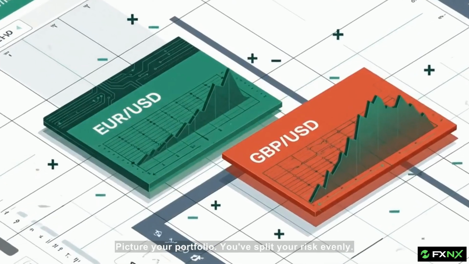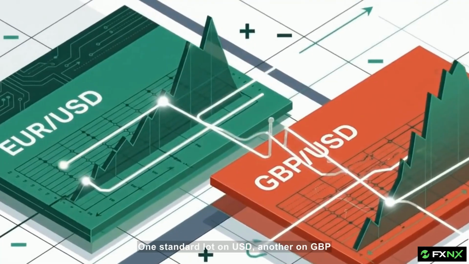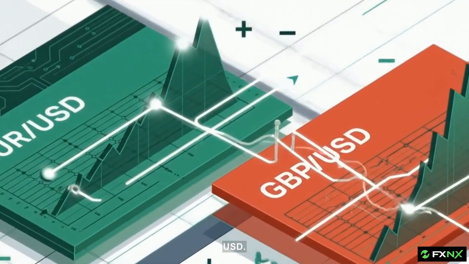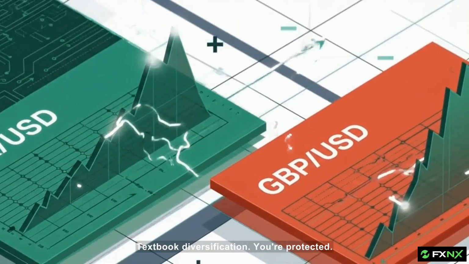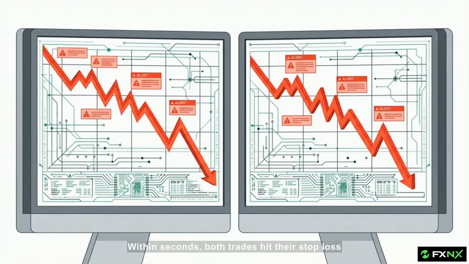Picture your portfolio. You've split your risk evenly. One standard lot on EUR/USD, another on GBP/USD. Textbook diversification. You're protected. Then, a single US non-farm payroll report drops. Within seconds, both trades hit their stop-loss limits at the exact same time.